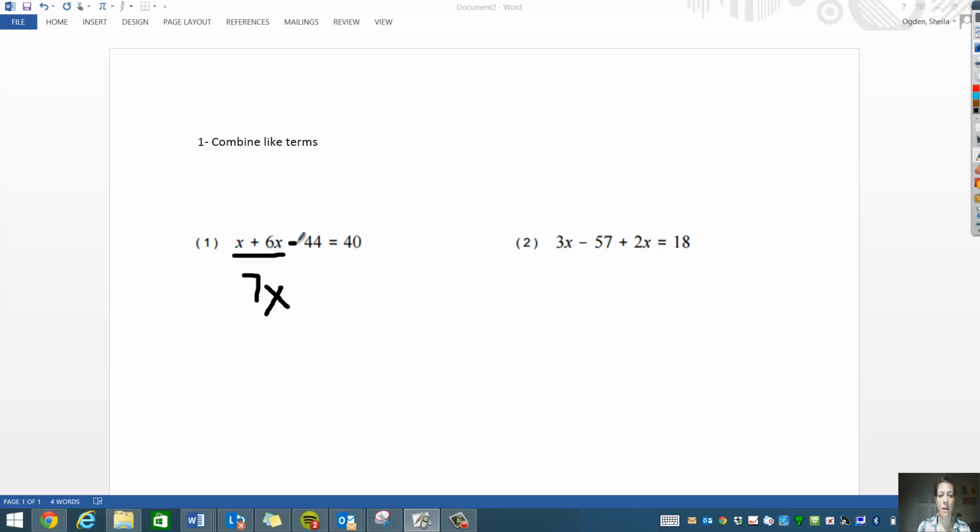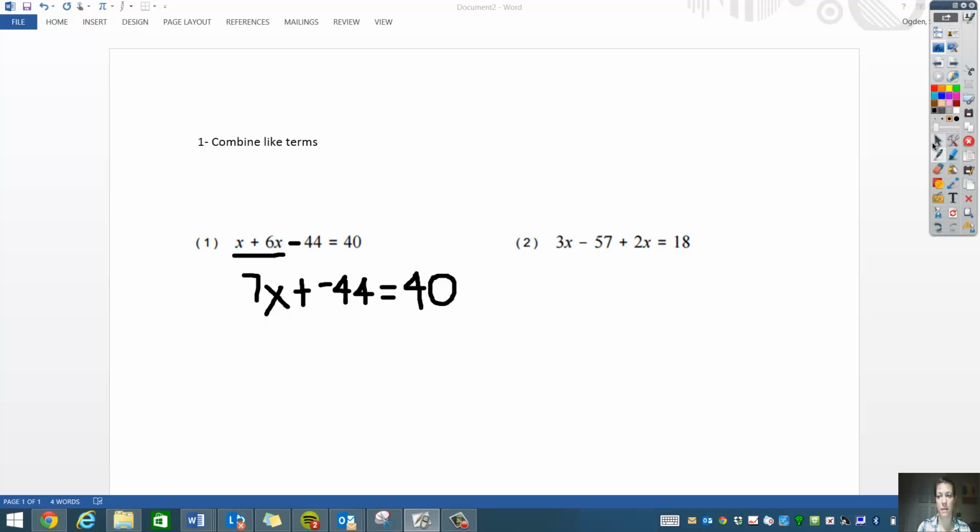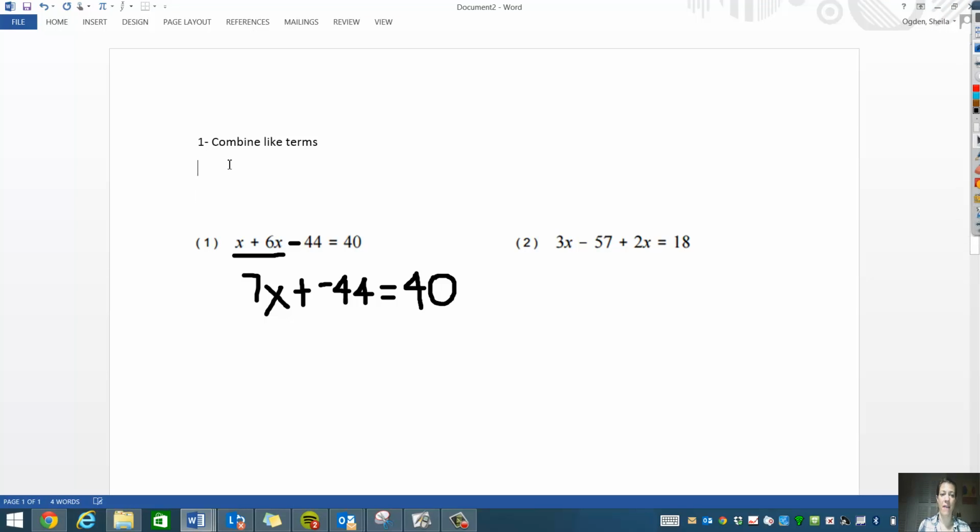I'm going to change this minus 44 to plus a negative 44, because the subtraction is the same as a negative. It's important for us to recognize that it's not a positive 44, it's actually a negative 44. So 7x plus negative 44 equals 40. I have that done.